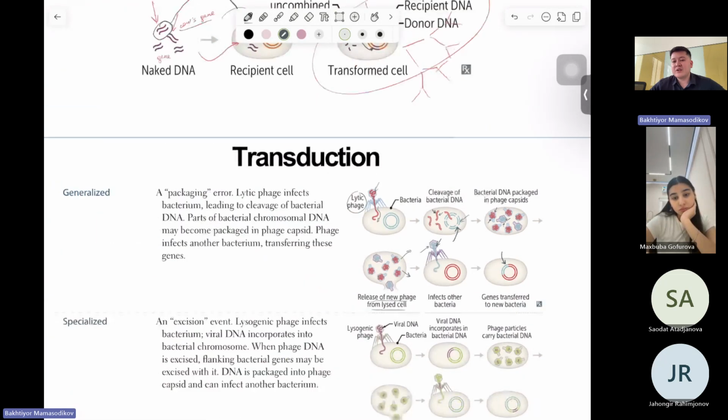This is called generalized transduction, packaging the wrong DNA. Imagine the virus, meant to carry the virus instructions, picks up the pizza recipe instead. It delivers this recipe to another house. Now the new house, the bacterium, can also make the pizza.